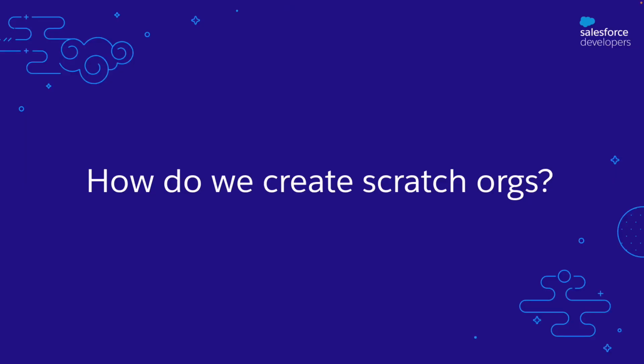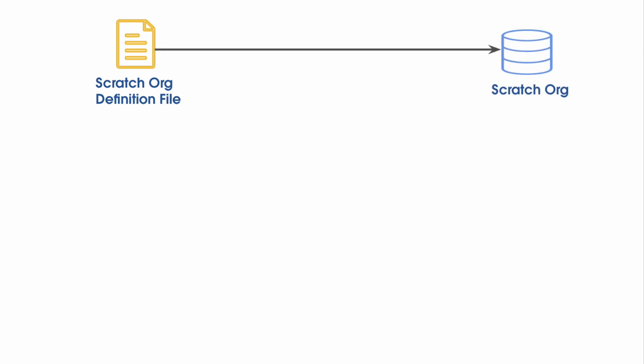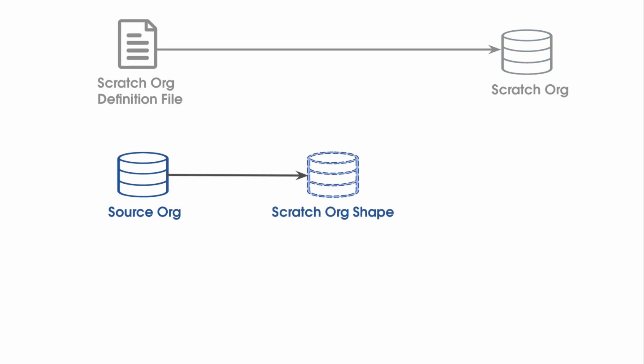Let's start by exploring the different ways to create scratch orgs. One method is to build a scratch org with your own definition file to meet your basic project needs. However, this definition file can become complex when you try to replicate the features of a production org. Another method is to capture the baseline configuration settings and features of a production org in an org shape. You can then use this org shape to create scratch orgs using the Salesforce CLI. This approach is helpful for creating consistent environments across teams.